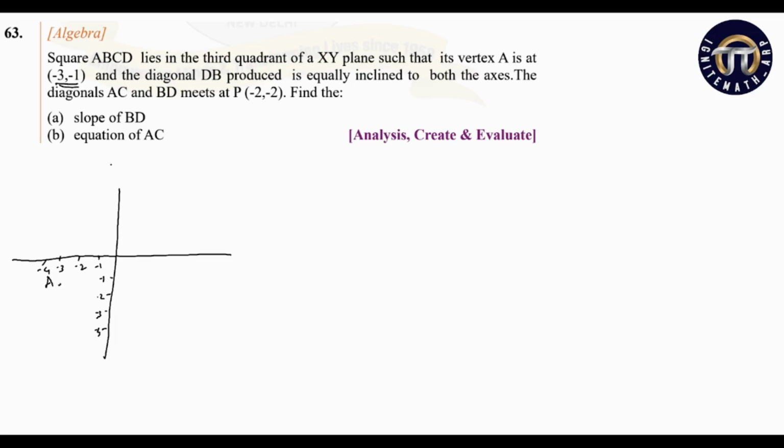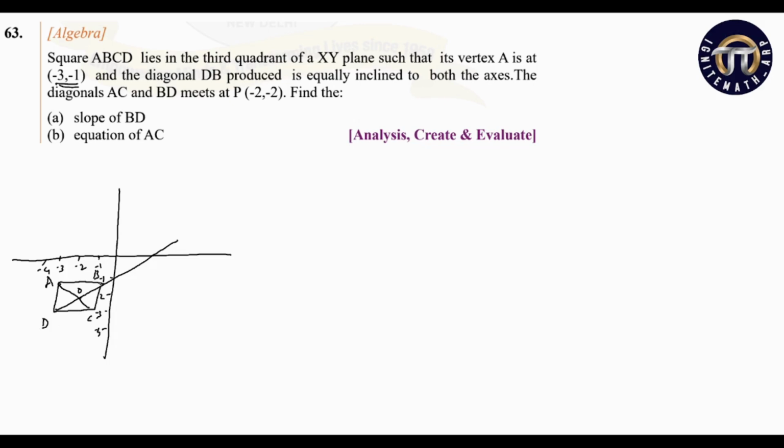This is A. Diagonal BD produced is equally inclined to both the axes, and the diagonals AC and BD meet at -2, -2. So -2, -2 is over here. This is the point of intersection of the diagonals. So AC should be somewhere over here, and BD should be somewhere over here. So this is our required square ABCD.